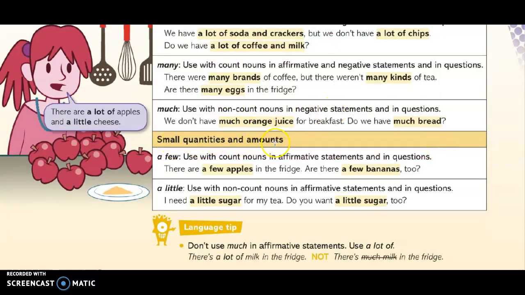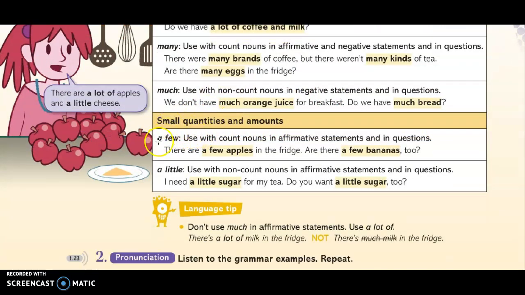Small quantities and amounts. ¿Ya? Para las cantidades pequeñas, ocupamos a few and a little. A few, used with count nouns in affirmative statements and in questions. A few lo vamos a utilizar con sustantivos contables en oraciones afirmativas y en preguntas. Example: there are a few apples in the fridge. Are there a few bananas too?